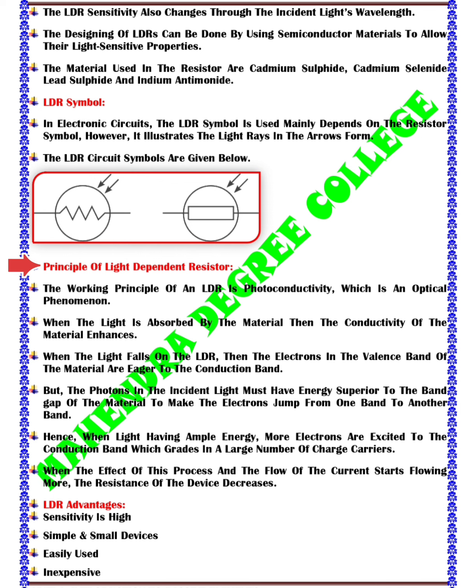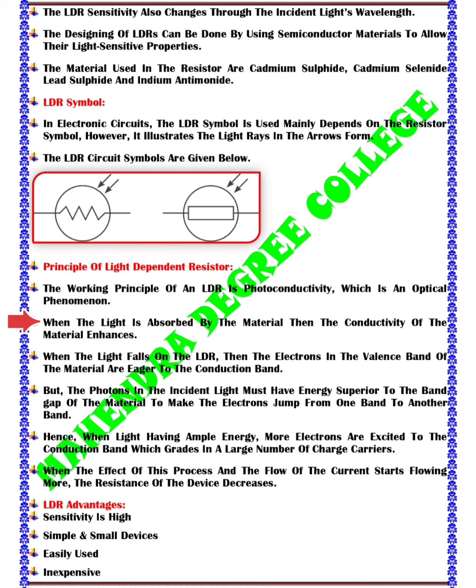Next, the principle of the light-dependent resistor. The working principle of an LDR is photoconductivity, an optical phenomenon where the conductivity of a material increases when it absorbs light. Specifically, light photons with sufficient energy cause electrons in the material to move from the valence band to the conduction band, increasing the number of charge carriers and thus the conductivity. This, in turn, leads to a decrease in the LDR's resistance.